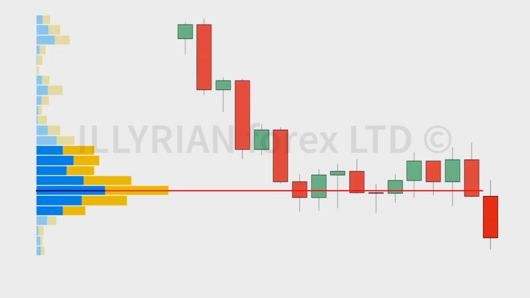In this video tutorial we are going to explain step-by-step volume profile, how this histogram is created, the elements and structure of this indicator, and how to use it in your trading.